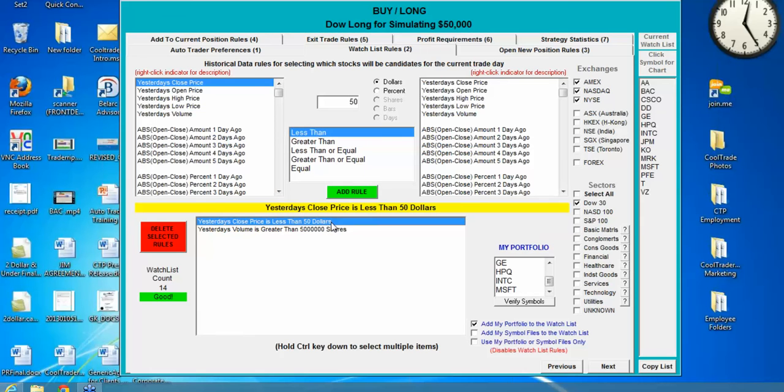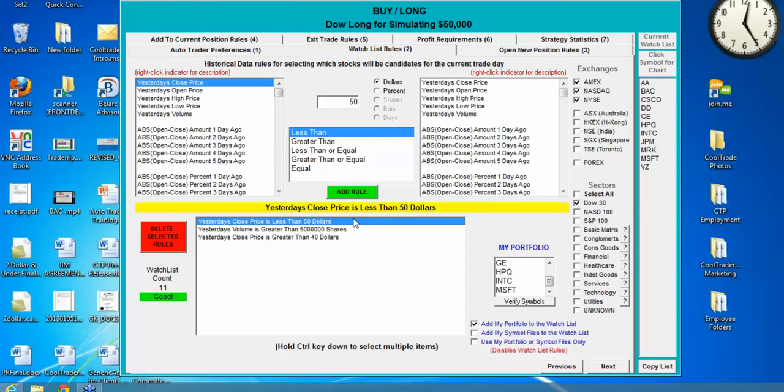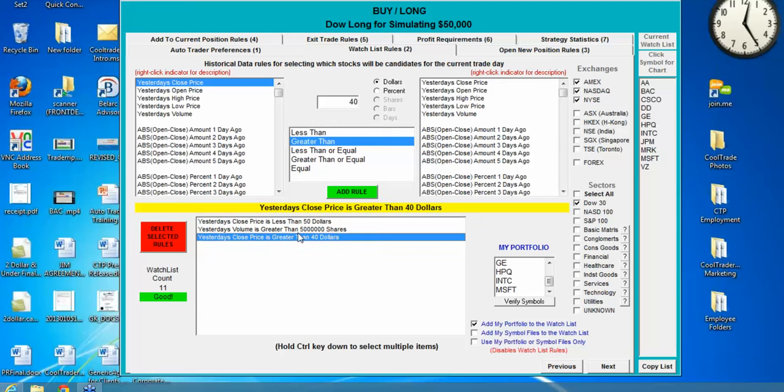Now let's say that we want to narrow that down. Let's say that we want stocks that are between $40 and $50. So we can just very easily say yesterday's close price is greater than $40 and go ahead and add that rule. Now we have 11 stocks that are between $40 and $50, and they'll be listed up here. So yesterday's close price is less than $50, and yesterday's close price is greater than $40.